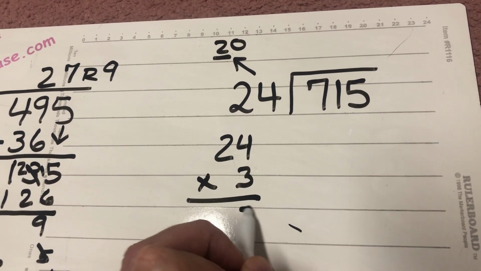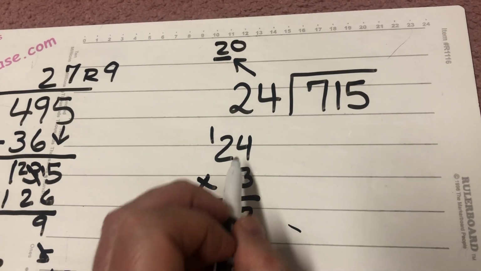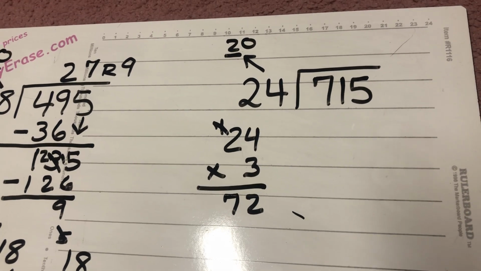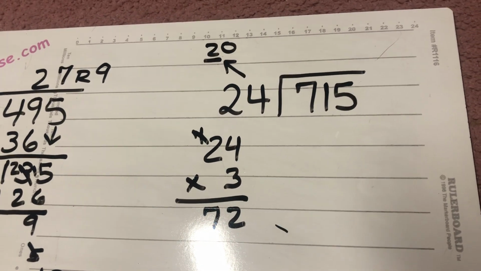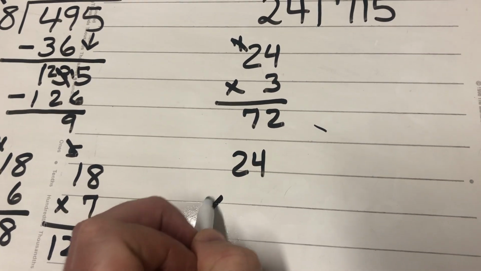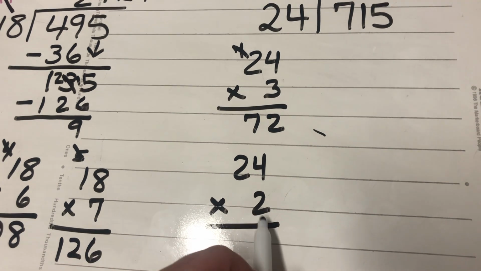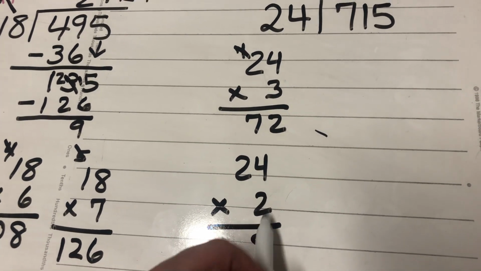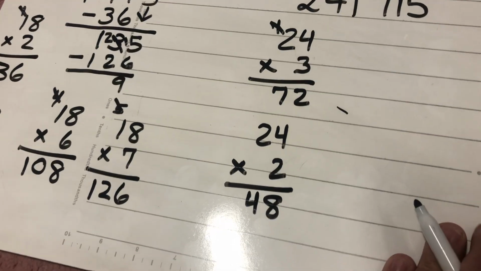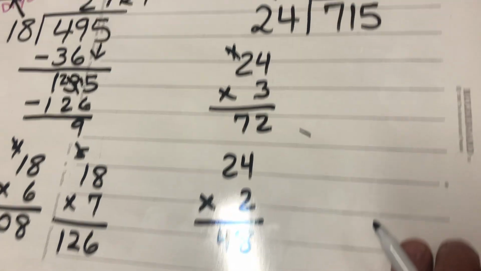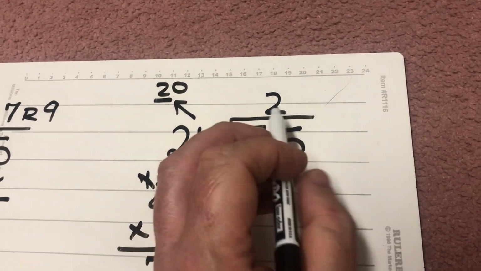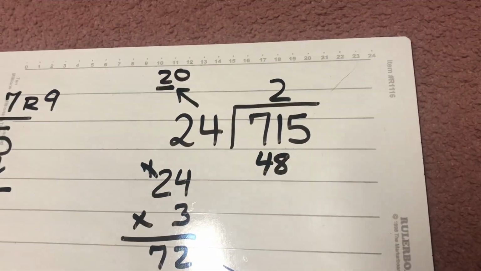3 times 4 is 12. Put the 2 down, carry the 1. 3 times 2 is 6, plus 1 is 7. I get 72. Well, that's too big because I'm looking at 71. So if 3 is too big, logically I try 2. 24 times 2. Well, 2 times 4 is 8. 2 times 2 is 4. And so I know that 3 is too big. I'm confident in my multiplication. So I'm going to come up here. I'm going to put a 2. 24 times 2 is 48.